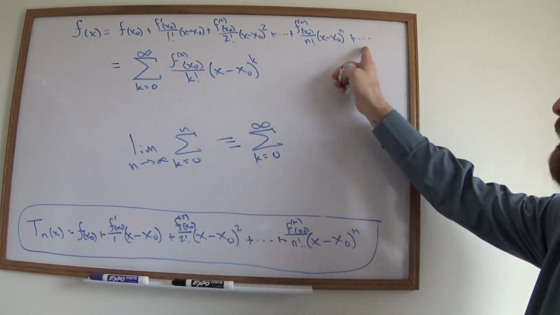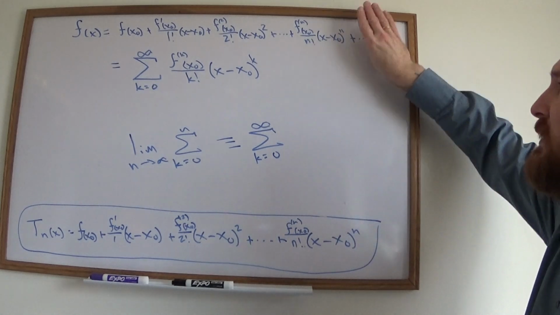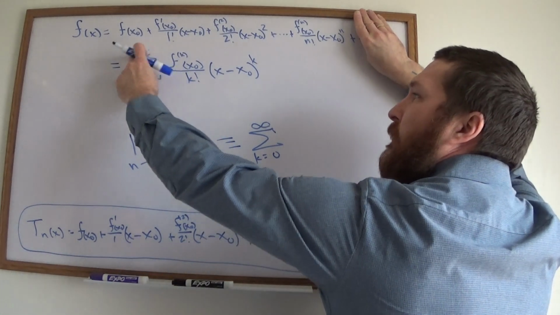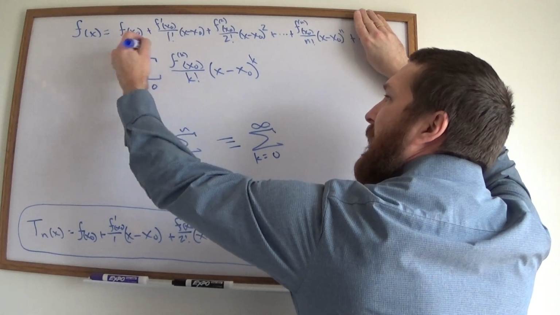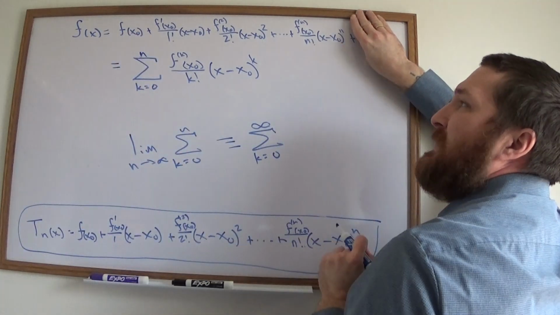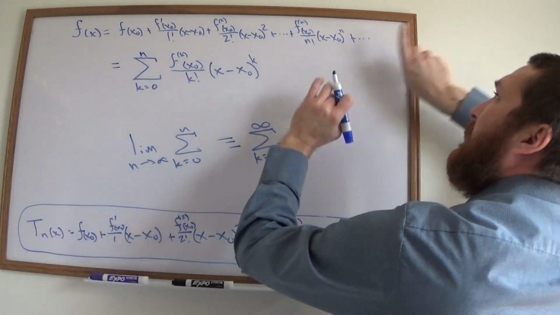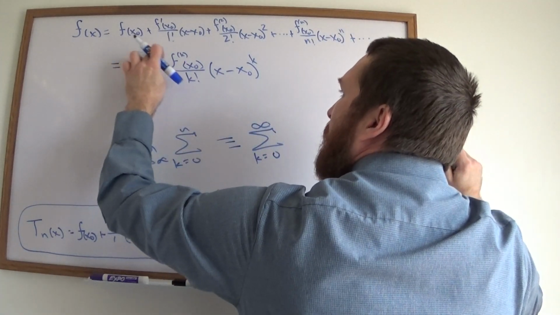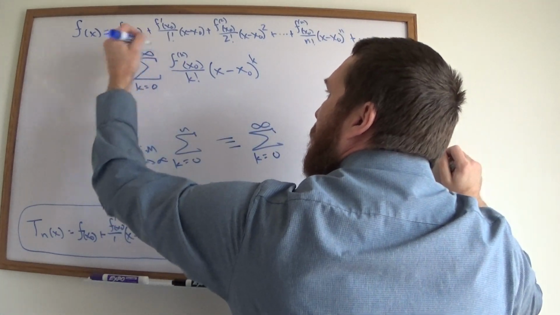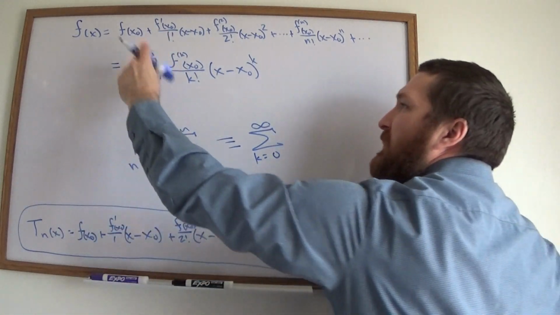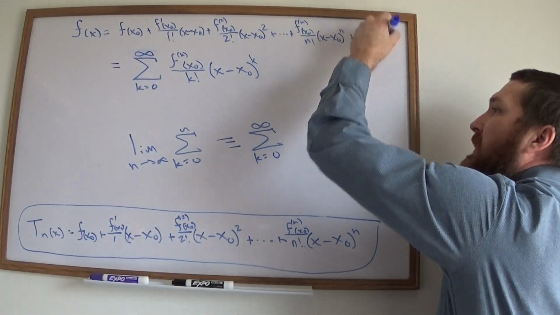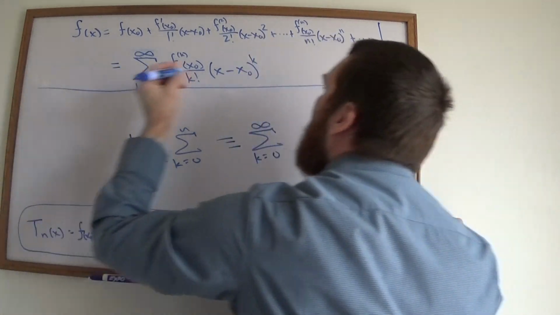Especially since we're going on forever. If we did want to stop, I could just put an n right here, and that would be the same thing. But we're taking the limit; we're going to say this goes on forever. And when it does go on forever, then they are equal. This is called the Taylor series.